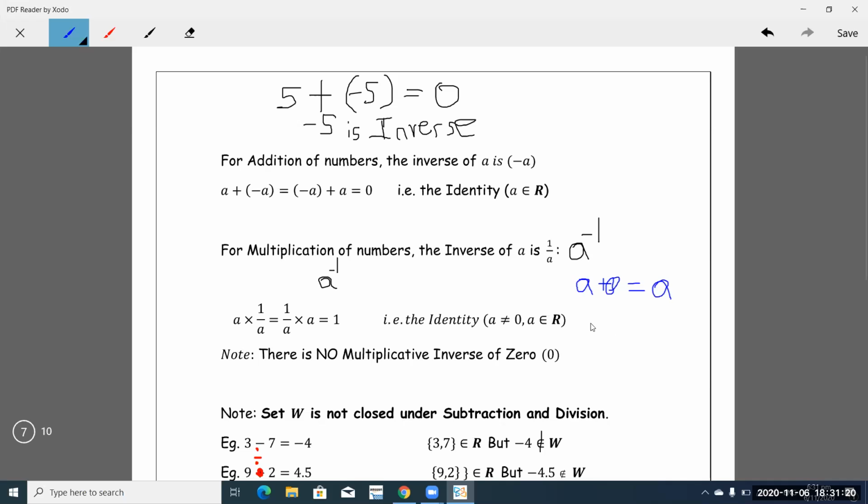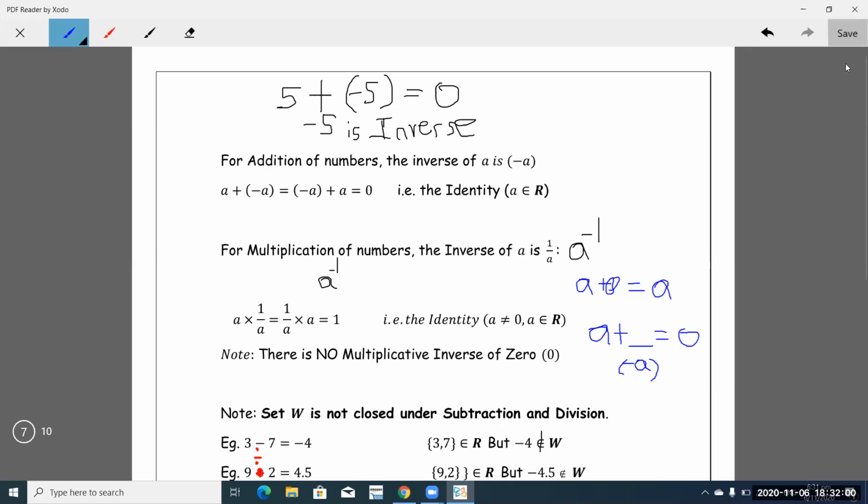When it comes to inverse, you ask which number, when I add it to a, gives the identity as the result. The additive identity is 0, and so the only number I can add to a to get the result 0 must be minus a. And so minus a is the additive inverse of addition. 1 over a is the multiplicative inverse. And that's that.